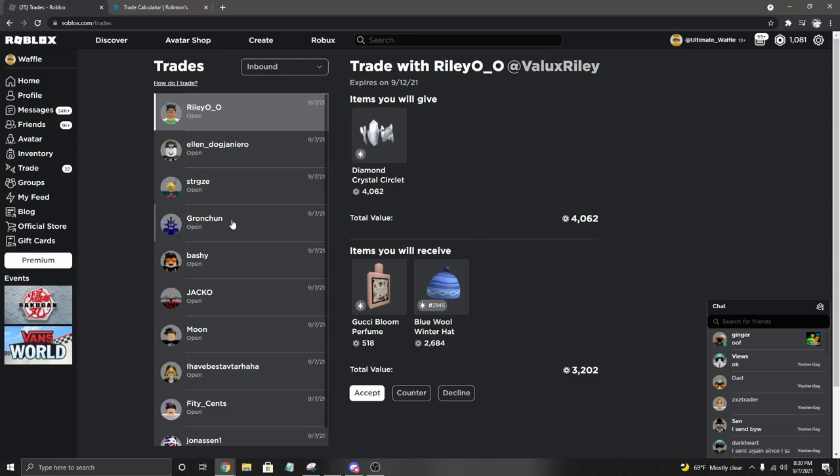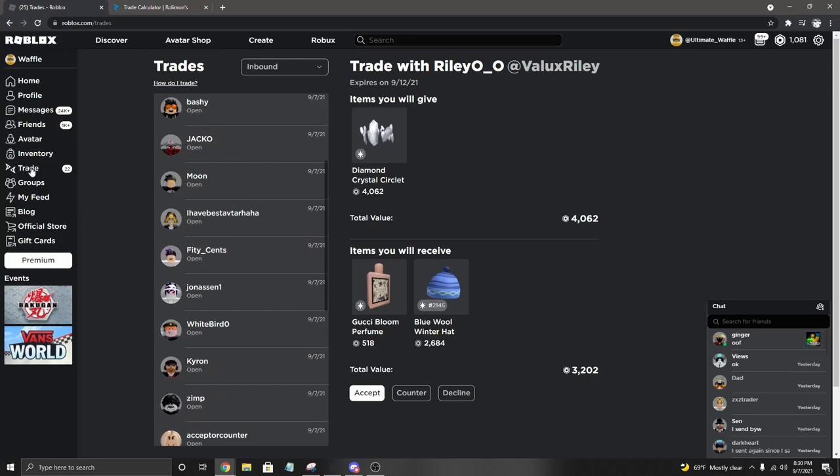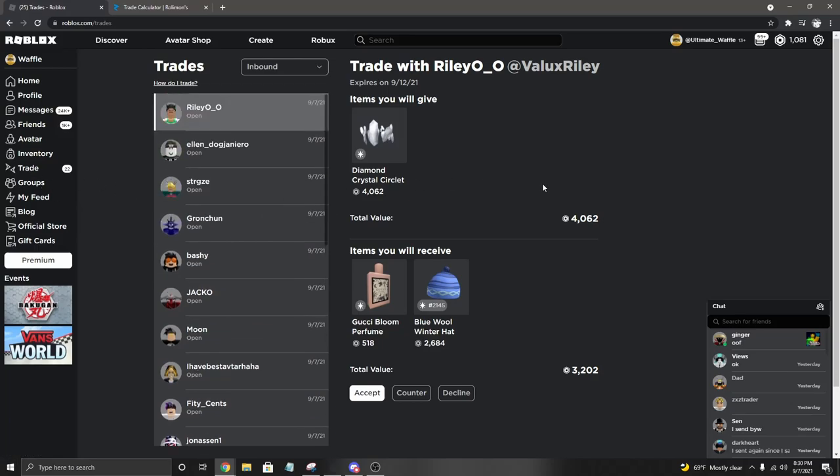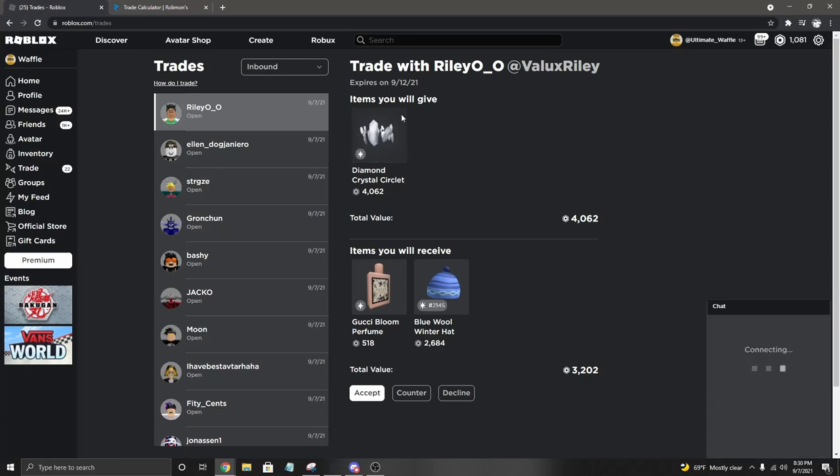So I'm going to be going through each of these trades. I have about 22 of these, and I'm just going to be giving you guys my thoughts. I'm going to be going through all these, explaining why I think they're good or bad, or just giving you general concepts on why some trades can be good and why some trades are bad. So we'll go ahead and start off with this trade.